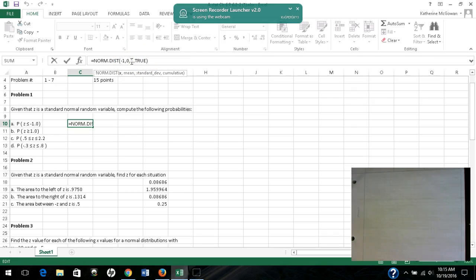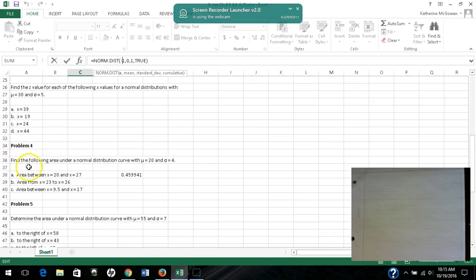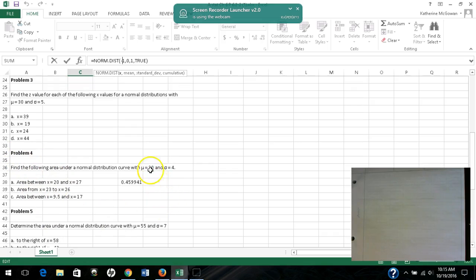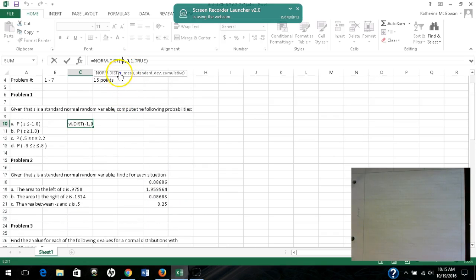Now if you have 0 and 1 here, this X value is automatically the Z. If you have some other mean and standard deviation here, like for example in these problems down here, problems 4, 5, 6, and 7 use a different mean and standard deviation. So those are normal distribution, but they are not standard normal. So for the first few, 1, 2, and particularly 1 and 2, we're using standard normal. So now you've got that information.